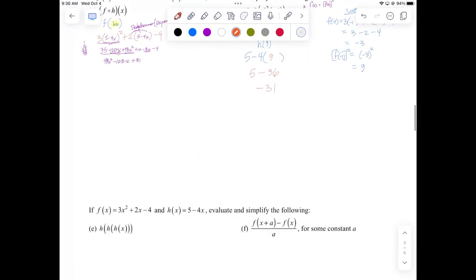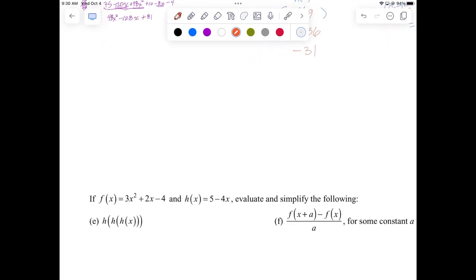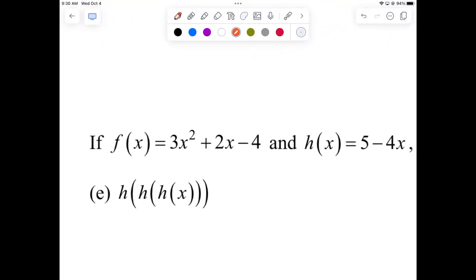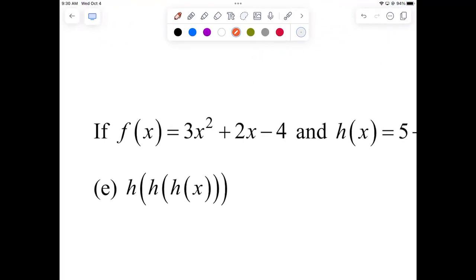In fact, to give you a shot at I will, let's look at part E. How would you read that? H of H of H of X. Talk about inception, right? You're plugging a function into itself and then that back into itself. I would not try to eat the elephant here in one big bite. Let's focus on this part right here, off to the side. Let's focus on H of X.